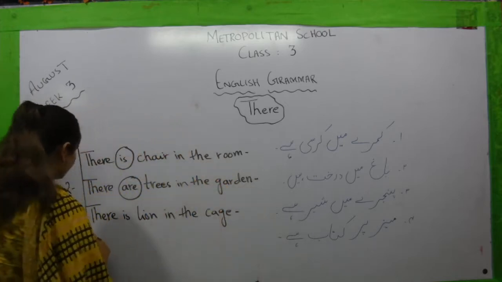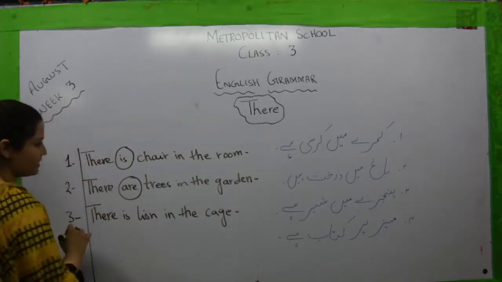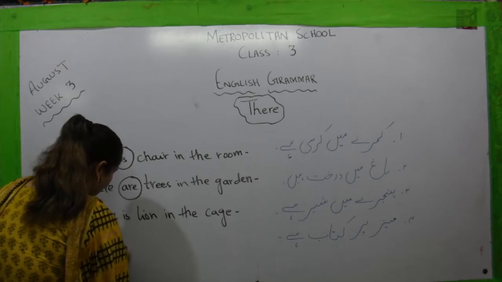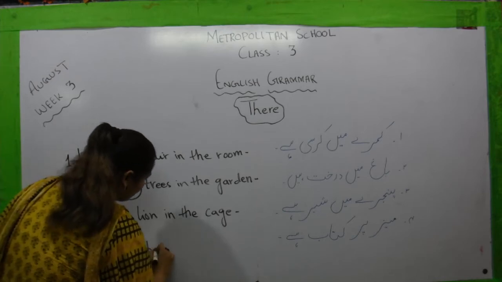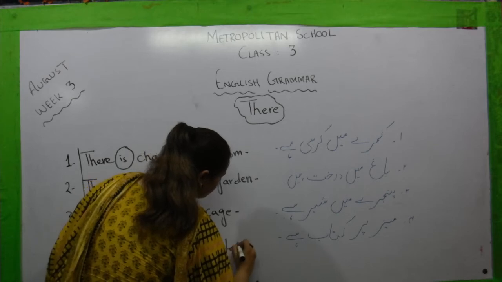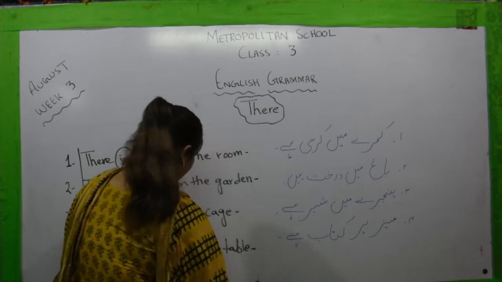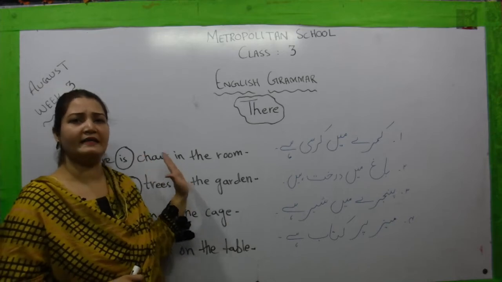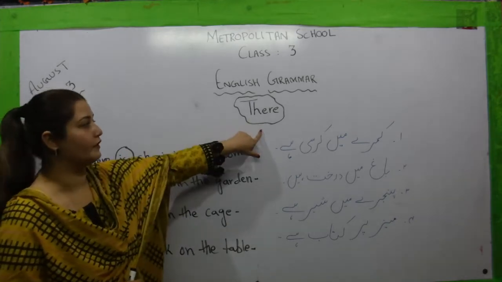Now let's move towards our today's last sentence, which is मेज पर किताब है. There is book on the table. Now these are some of the very simple and easy uses of there.